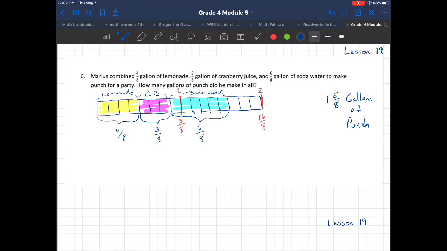So the writing part here would look something like 4/8 plus 3/8 plus 6/8 equals, let me see, what's 7 plus 6, 13/8. And then I could say that that is 8/8 is 1, plus 5 more 8s would make 13. And since 8/8 is 1, that's how we ended up with 1 5/8, which is what our drawing tells us as well. So there you go, reading, drawing, and then writing it out. That is the end of lesson 19.